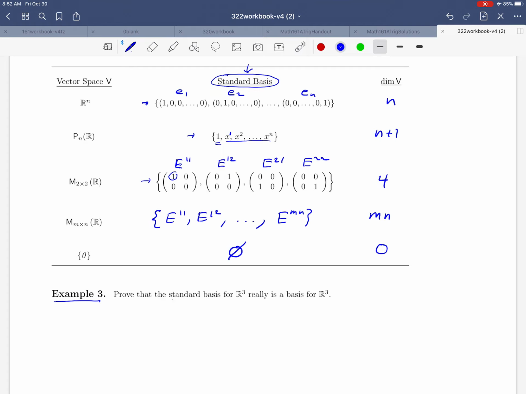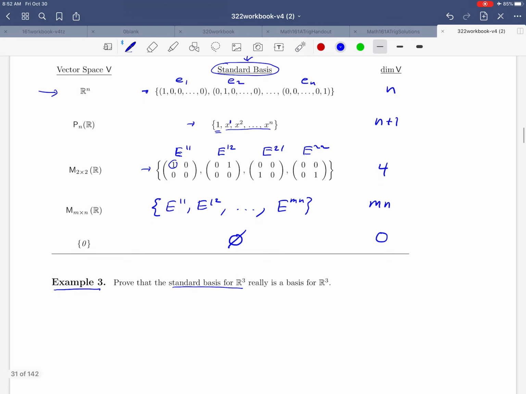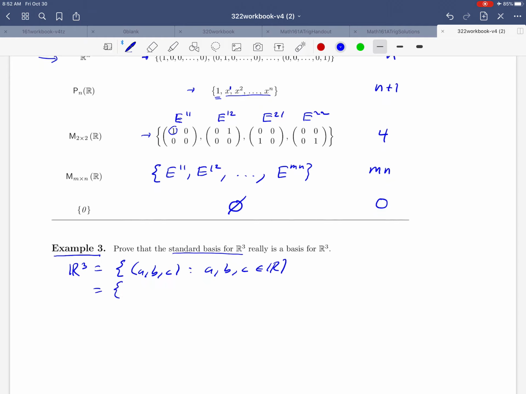What if we wanted to prove that the standard basis for R3 really is a basis? Okay, so that would be going up to this first line in our chart for the case where n equals 3. Okay, so if we wanted to do that, we'd maybe start out by observing, by definition, R3 is just the set of all 3-tuples. Okay, and then we notice, using the technique we've been using, that we can break that a, b, c up into 3 parts. Okay, like this.